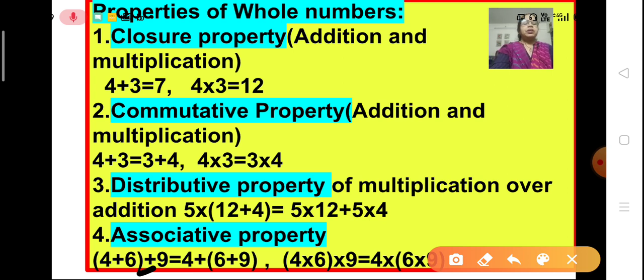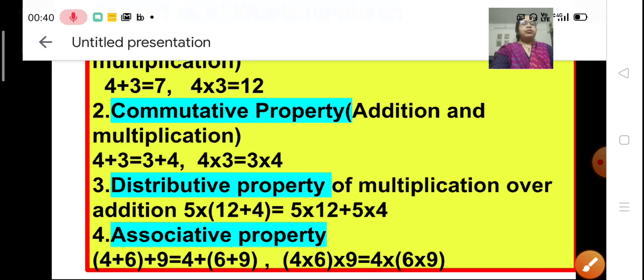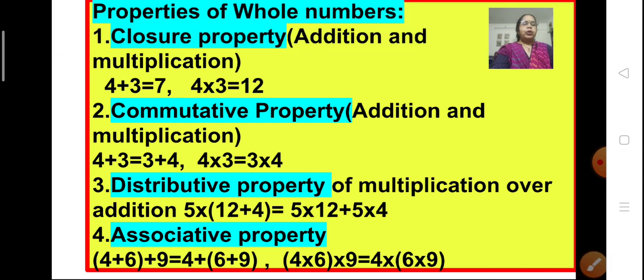4 plus 6 plus 9. We can first add 4 plus 6 and add 9 to it, or we can add 6 and 9 and add 4 to it. Similarly, for multiplication, we can first multiply 4 and 6 and multiply that product with 9, or we can multiply 6 and 9 and multiply 4 with it. So, any way you do it, you get the same result.